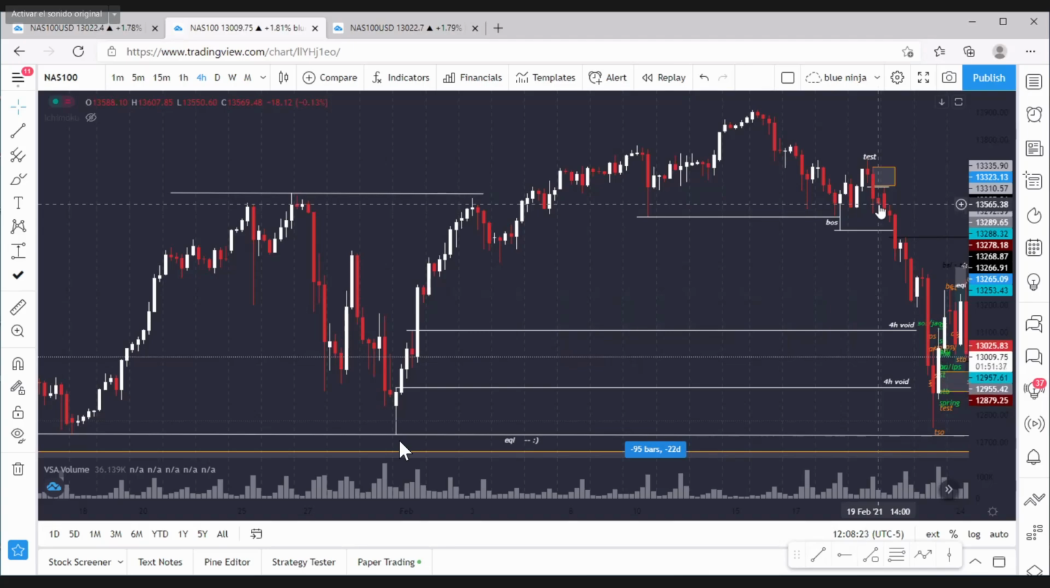So what I was looking at for the next week was this area of interest. We have imbalances here and liquidity voids, and also equal lows here, which was my final target as a bias. So with that in mind, I went to the 15-minute chart.